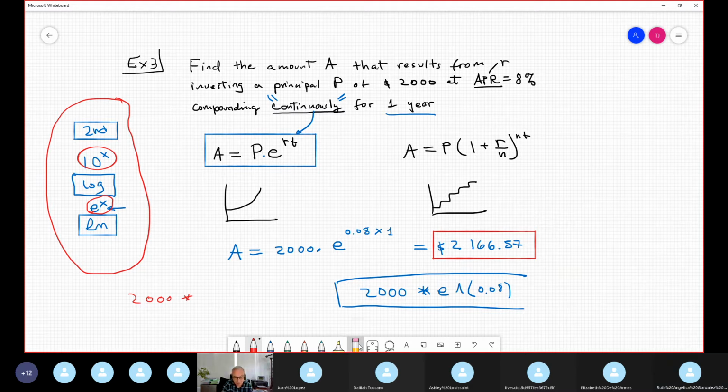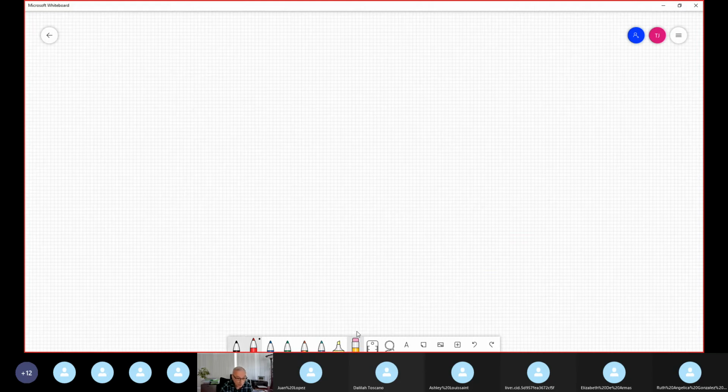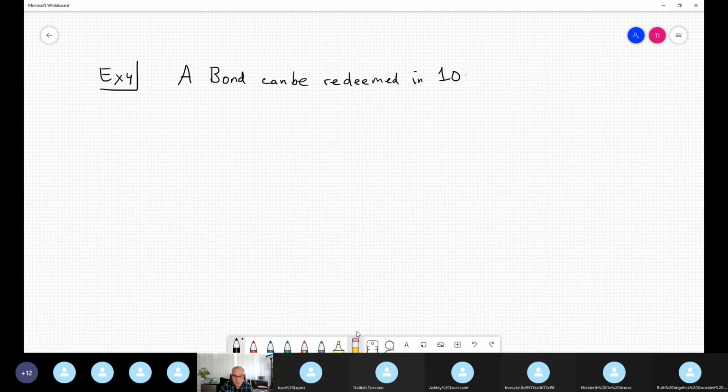Okay, let's do another. I need, can you help me with the calculator part? Well, no, calculator, no. Everything. Okay, this problem is about bonds. Example 4. Suppose a bond. You know, a bond is another way to invest. You buy the bond. Can be redeemed in 10 years.